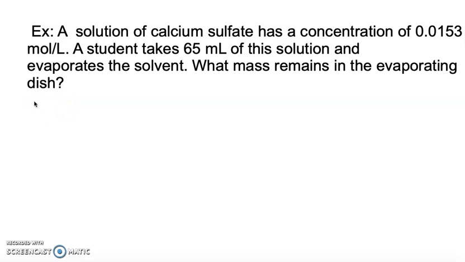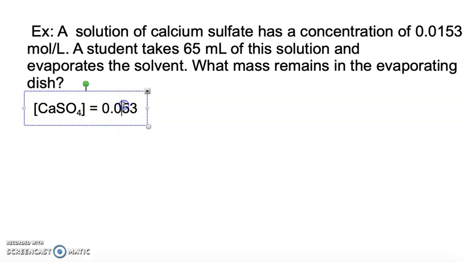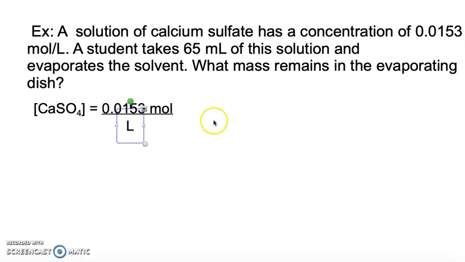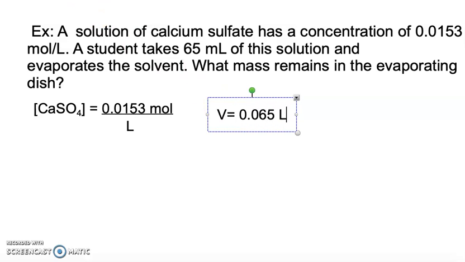So things that we have been given, right? Like we've talked about in our steps, the first thing we want to do is write out those givens. So we have been given the concentration of that calcium sulfate as 0.0153, I missed the one, moles per liter. Okay, the other thing we have been given is the volume, right? We were told it was 65 mL, so we know that the volume is 0.065 liters.